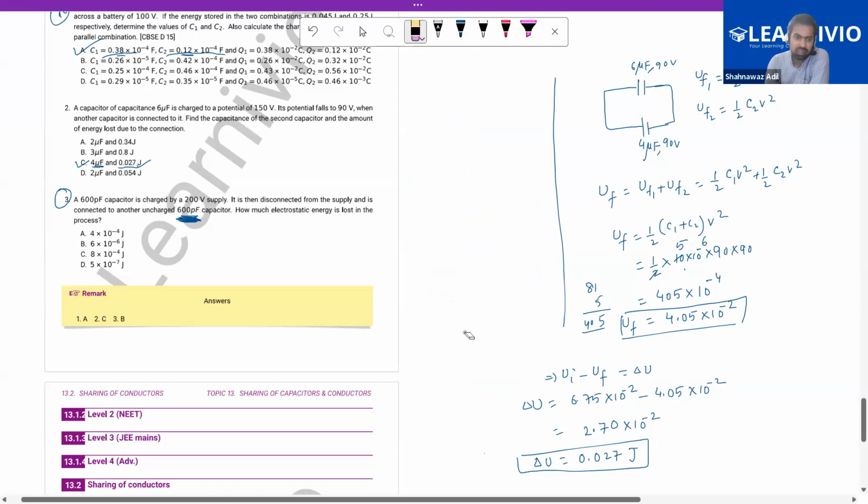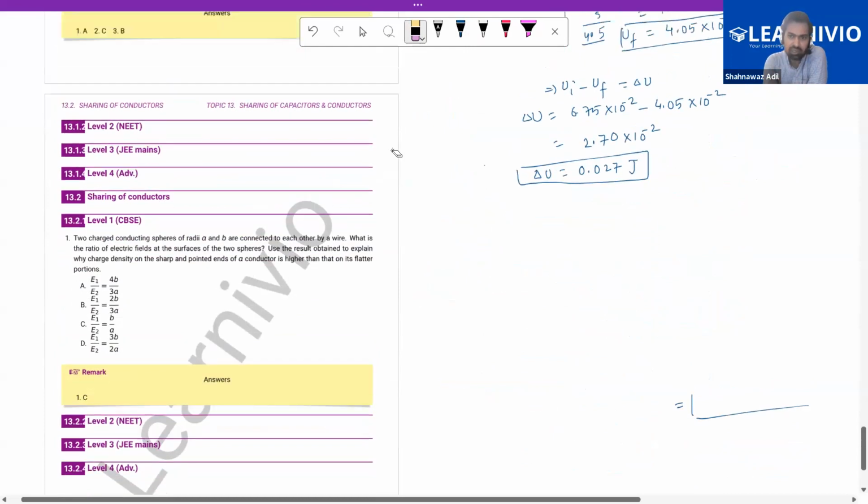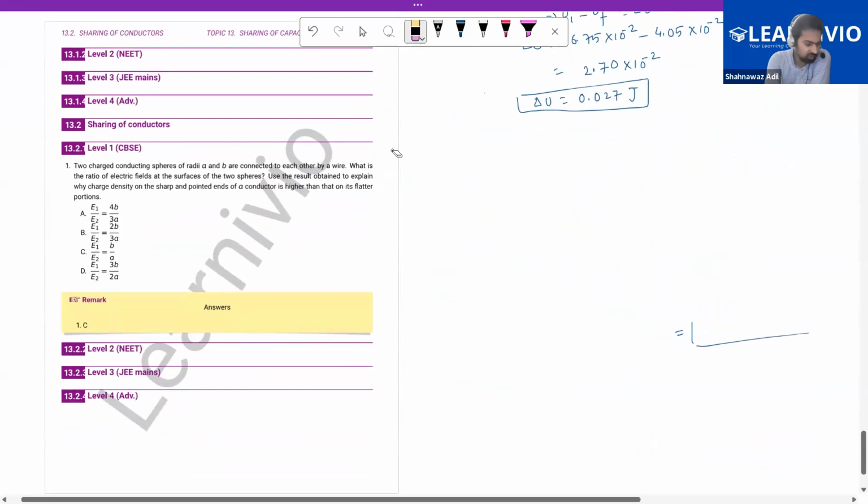Okay, so yeah, this was all about the capacitance, right? Then we have the sharing of conductors as well, right? So let us do this last question, and then this chapter will be completed. We have half an hour, right?